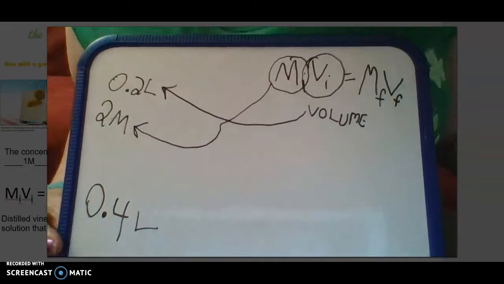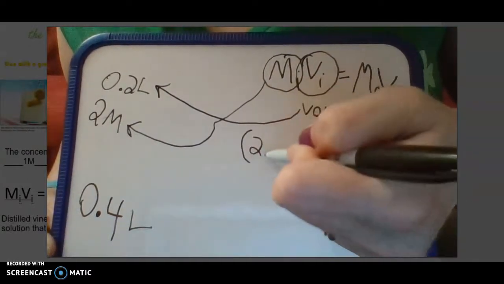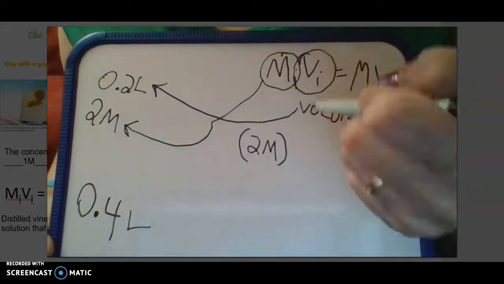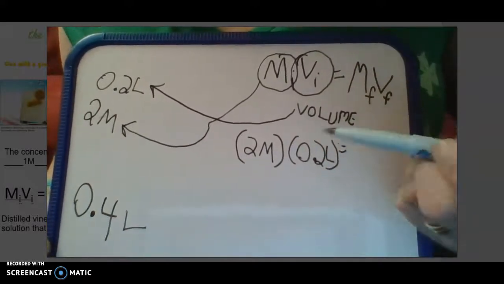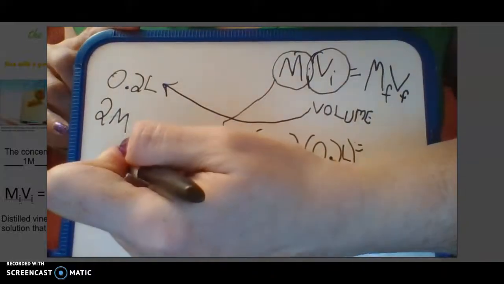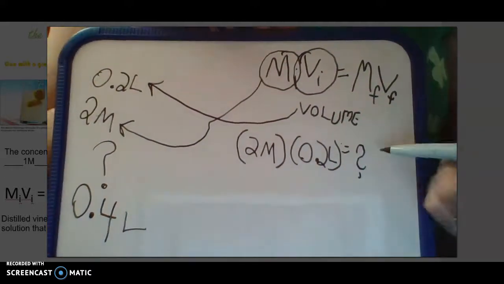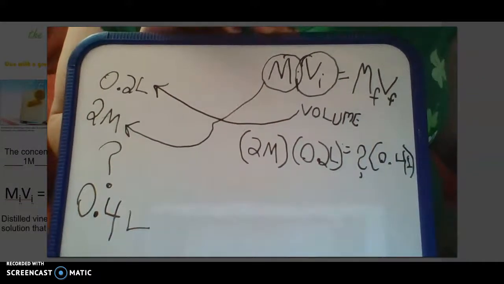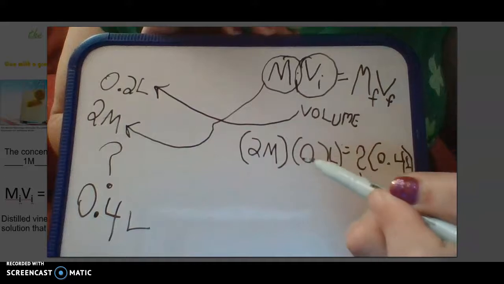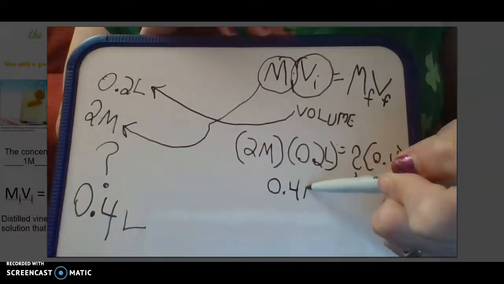So what do we do? We plug and chug. You just plug in the numbers. So M initial, that's that 2 molar. V initial, 0.2 liters, equals M final. Oh, trick question. We have no idea. That is our question of the day. V final. Oh, yeah, that's right. It is our 0.4. Okay, can we go from there? Absolutely. Multiply these two together, and you end up with, don't forget you also multiply the units together.